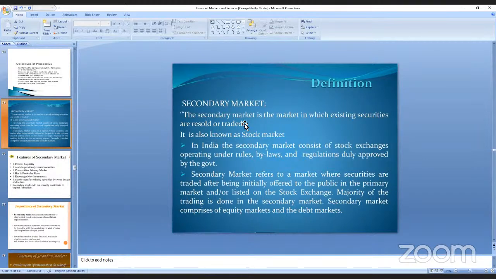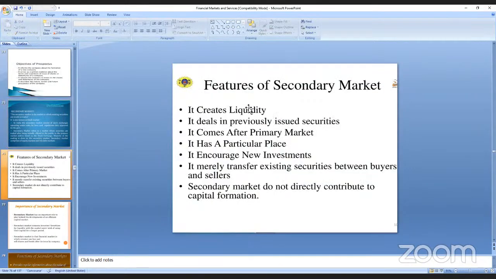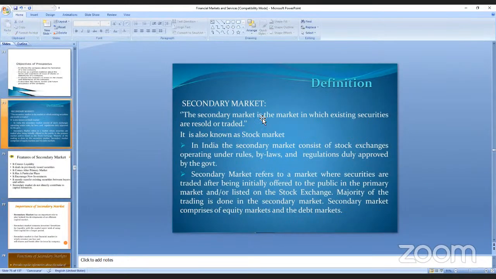And a secondary market comprises the equity market and the debt market. The secondary market is of two types: one is the equity market and the other is the debt market. So take a screenshot of this and you can write it down.